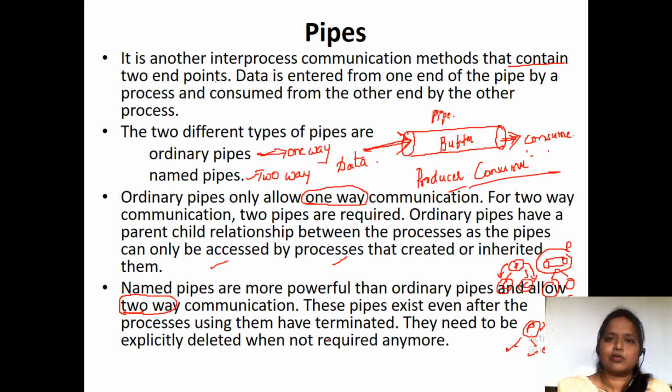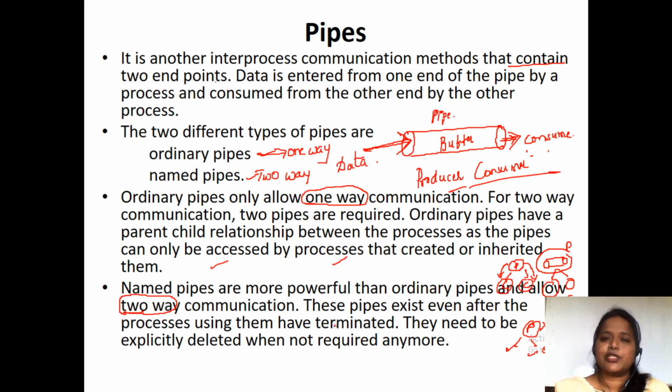A pipe is also a way of communicating between the client and the server. As we all know, a pipe is going to have two ends. At one end we send the data, at the other end we receive the data. Here the pipes are of two different types. The first is the ordinary pipe, and the second one is the named pipe. An ordinary pipe allows only one-way communication.